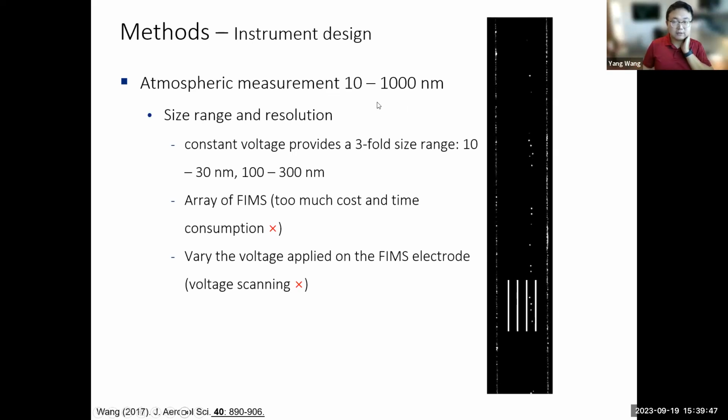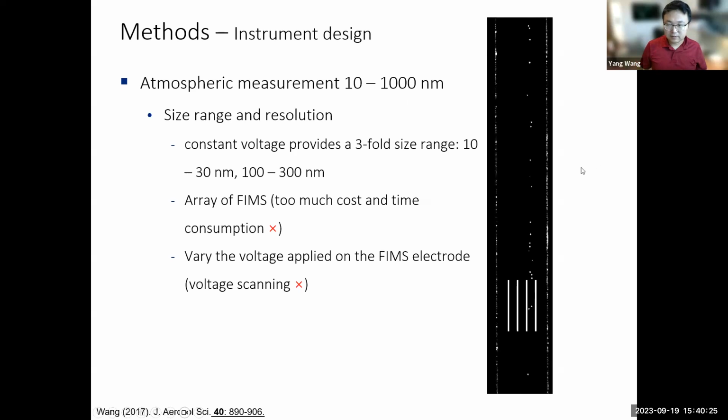So how do we achieve that? We could build multiple fins, right? To make one cover 10 to 30, the other cover 30 to 90, and then 90 to 270. But that's too much cost and time, right? So we could also vary the voltage applied onto here. Instead of using a constant voltage, we could use the SMPS, scan the voltage and then see the particle distribution. But then again, you are going to see the response issue and also the data inversion, right? So we don't want that, okay?